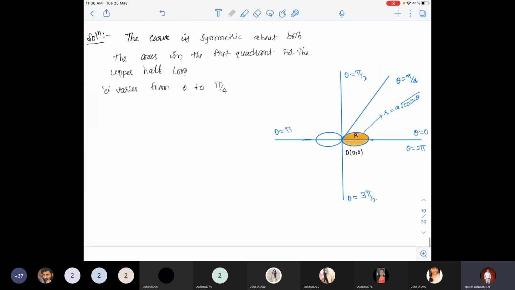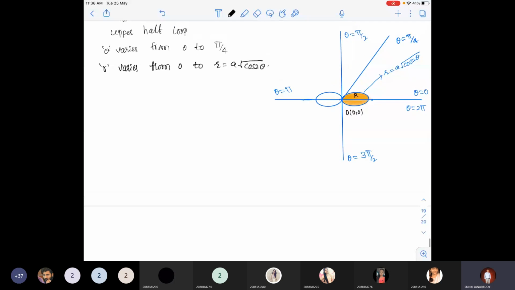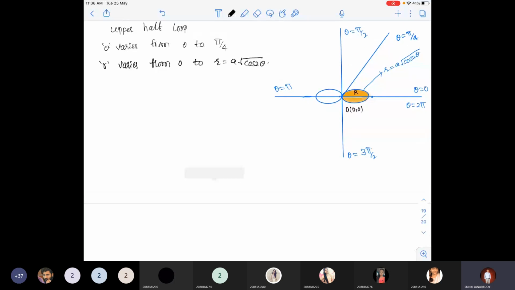Next, after that one, what next? Tell me. Here, R varies from where to where? 0 to a root cos 2 theta. Okay. R varies from 0 to a into root cos 2 theta. Okay, these are the required theta and R values.